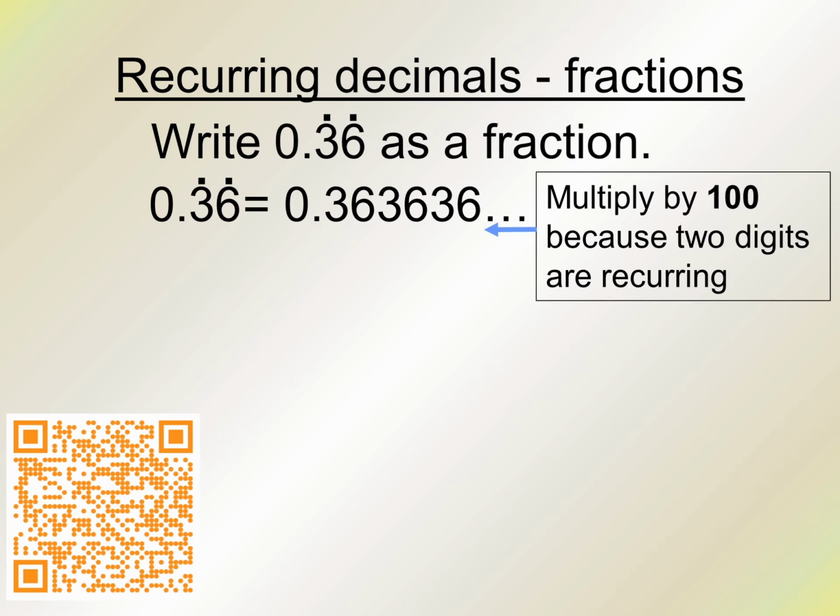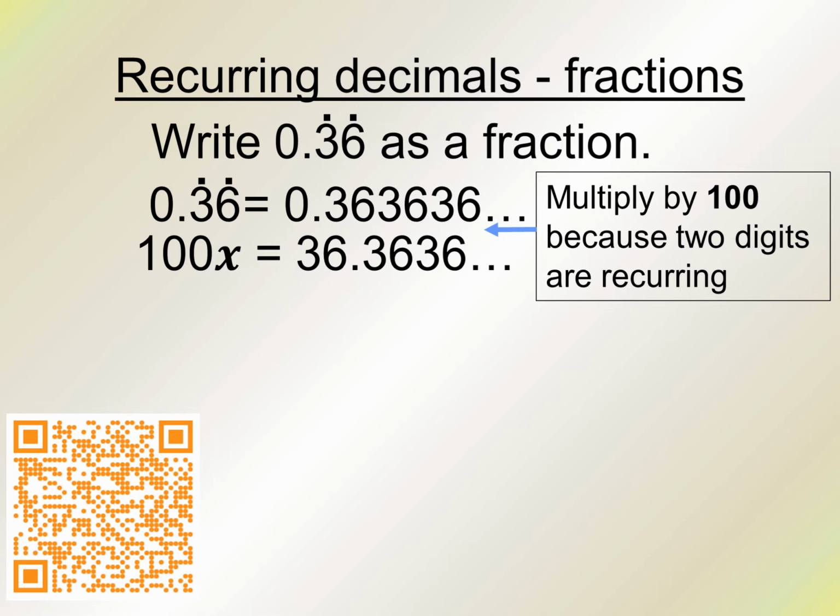So we're going to multiply by 100. 100 has 2 zeros, and we have 2 digits that are recurring, so the 3 and the 6. So when we're multiplying by 100, we move the decimal point twice to the right, so that would leave us with 36.36 recurring.